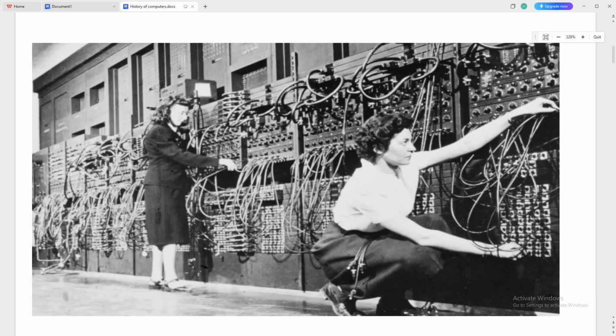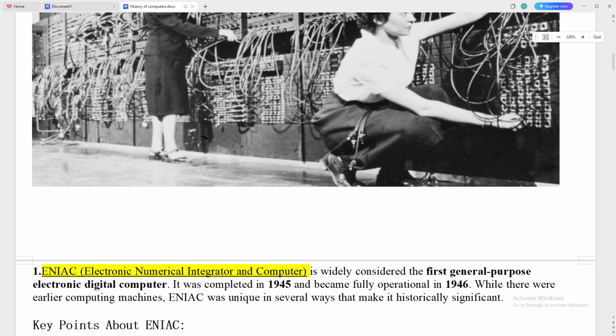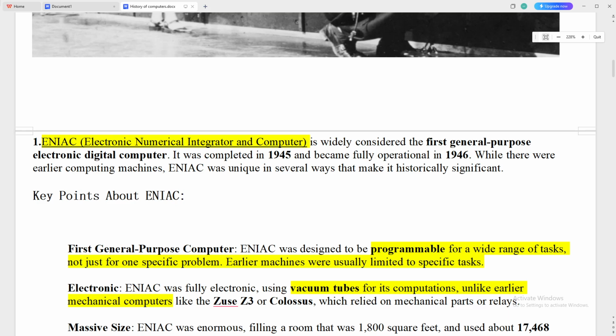Here you can see how a woman is changing the wires so that calculations or processes can be executed. So this is not a simple module. You can see on her lap there are several wires being held by this woman. Basically, how and why all this? So first we introduce ENIAC.